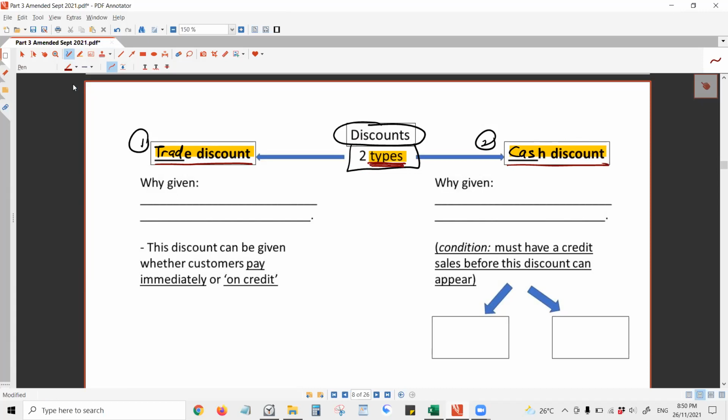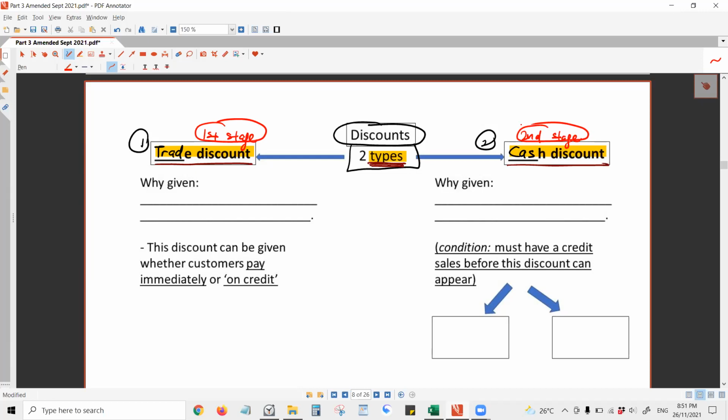You can think of trade discount as the first stage discount, and cash discount being the second stage of discount. There are two stages of discount.